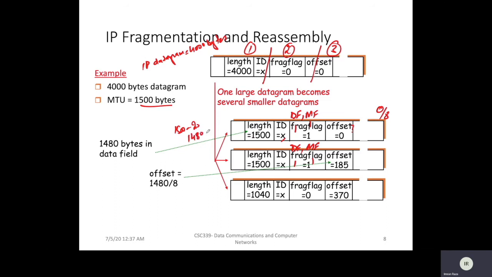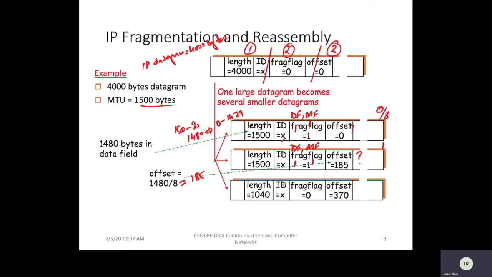This means it goes from 0 to 1479. So what will be the starting byte number of this smaller datagram? Yes, the starting byte number will be 1480. So I'll divide 1480 by 8 again, and the answer is 185. And then I have this fragment offset of 185. And then whatever is left will be sent in the last smaller segment.